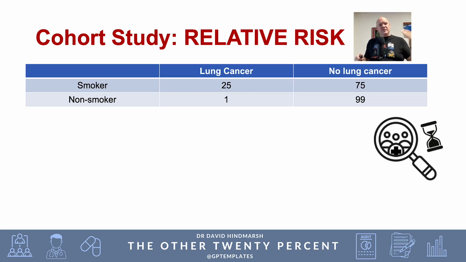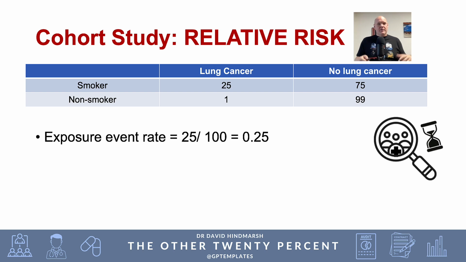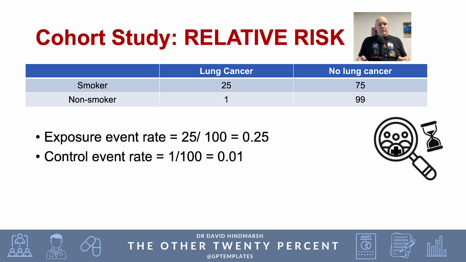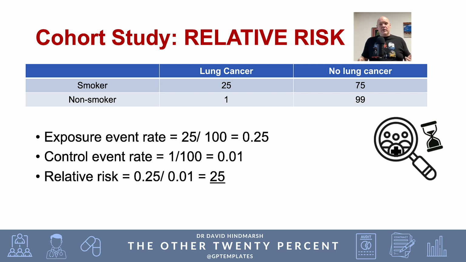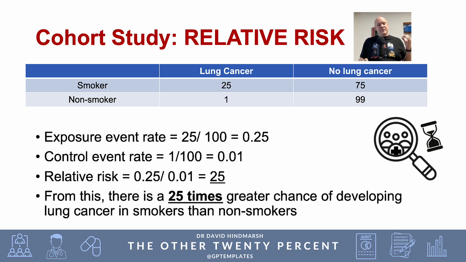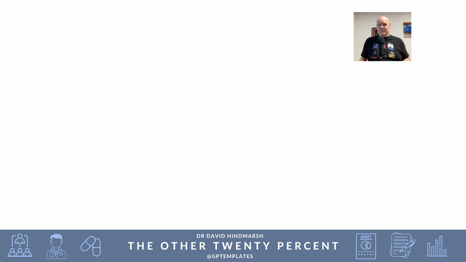So we're having a look at this one, smokers and non-smokers, getting lung cancer and not getting lung cancer. These are made up numbers, just bear that in mind. Okay, so the exposure rate is 25 divided by 100, so we do the 25 plus 75 to get the 100, which equals 0.25. Control event rate, 1 divided by 100, so we've got the 1 plus the 99, equals 0.01. Then all we do is 0.25 divided by 0.01 is 25, so a huge relative risk. So it's 25 times greater chance of developing lung cancer in smokers than non-smokers.